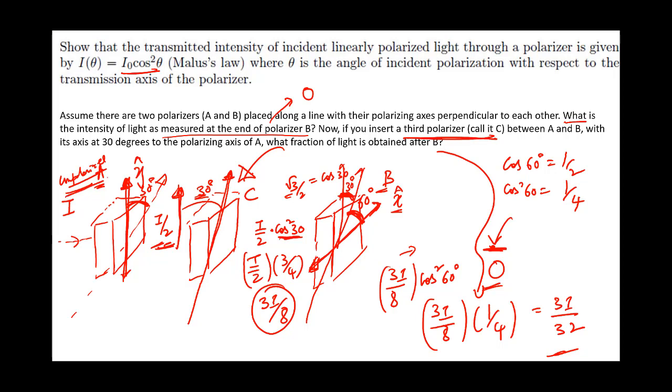First, unpolarized light gives you half the intensity, then 30 degrees. So you do cosine squared 30 again with I/2 as the incident intensity. Then you get 3I/8. Now you determine the angle between this light, which is now at 30 degrees, and the next polarizer B, which is along x-axis, so the angle is 60 degrees there. You always have to look at the angle between the incident light and the polarizing axis. That is the angle theta here. So you get 3I/32 at the end. Okay. All right.